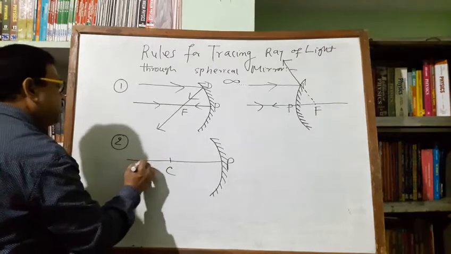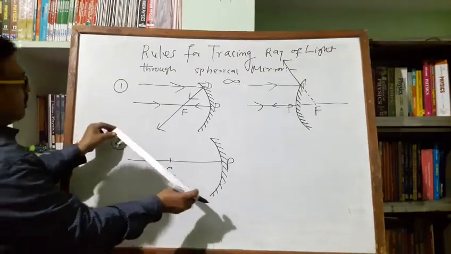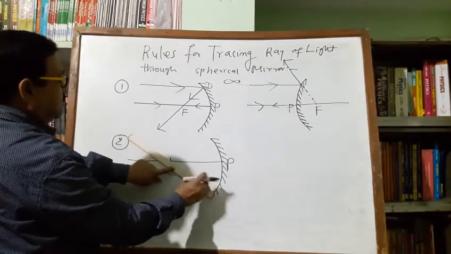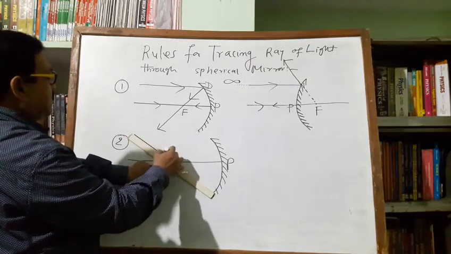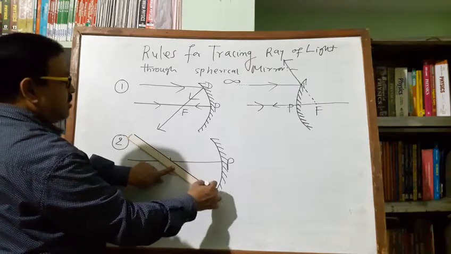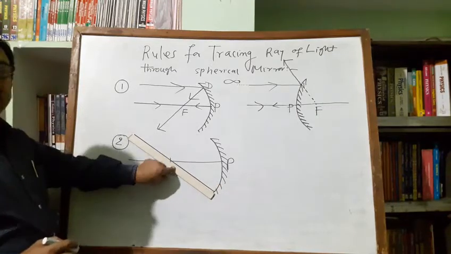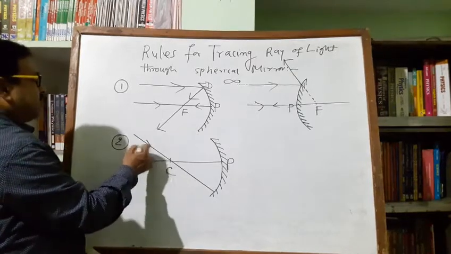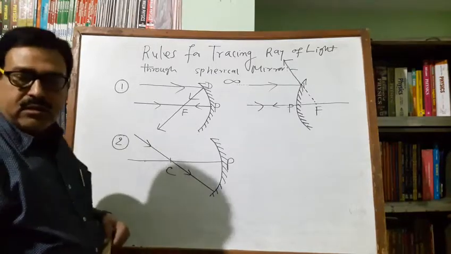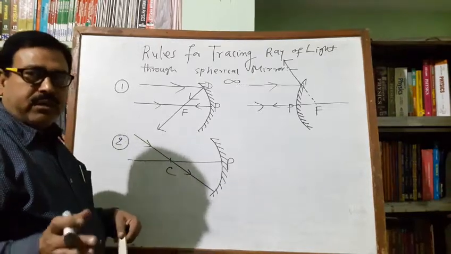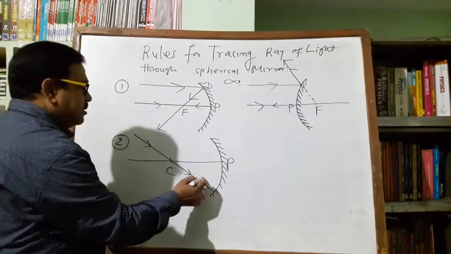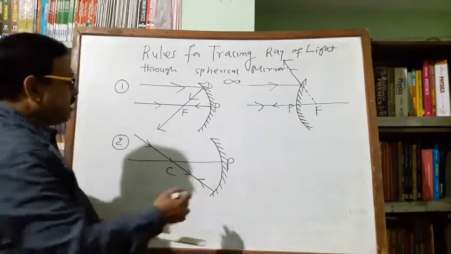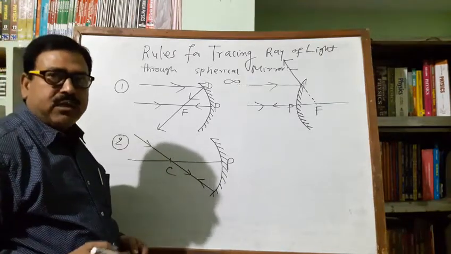When a ray of light is incident on the mirror such that it is passing through the center of curvature. The second rule: the ray of light passing through the center of curvature does not get diverted from its own path. It is incident on any one point of the concave mirror and returns back following the same path.